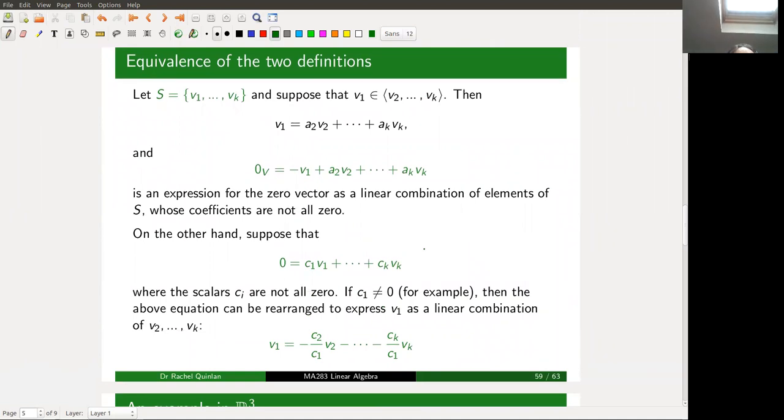Let's give ourselves a finite set, V1 through Vk, and suppose that according to the first definition it's not linearly independent. So V1 in fact is an element of the linear span of the rest of them. So this would be saying in the first definition that the set is not linearly independent, so we have to take note of that. So S is not linearly independent according to the first version of the definition.